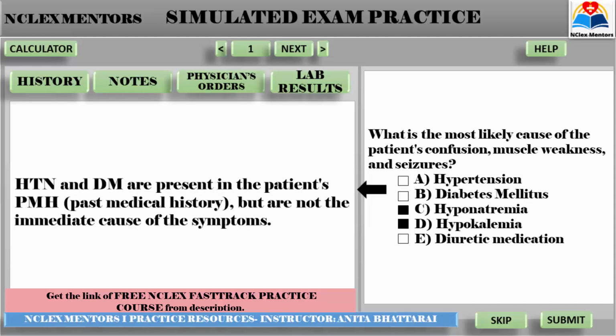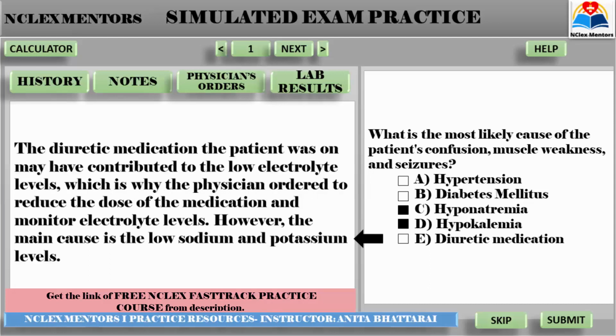Hypertension and diabetes are present in the patient's past medical history, but are not the immediate cause of the symptoms. The diuretic medication the patient was on may have contributed to the low electrolyte levels, which is why the physician ordered to reduce the dose of the medication and monitor electrolyte levels. However, the main cause is the low sodium and potassium levels.